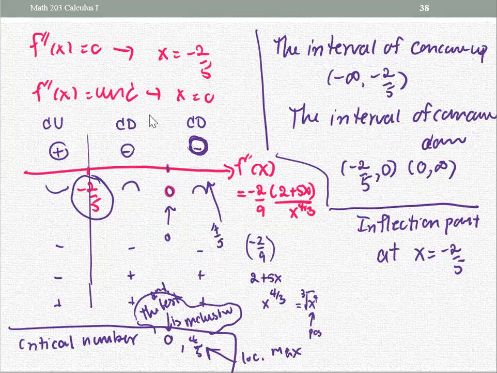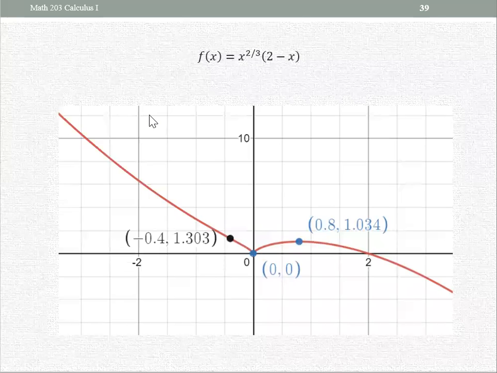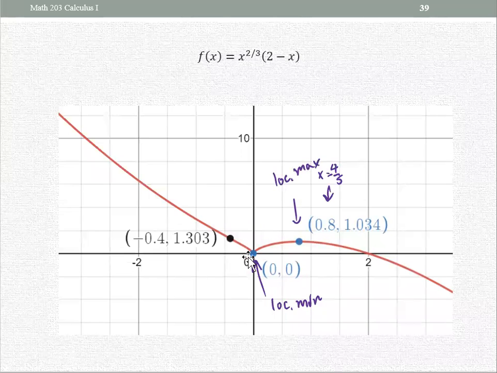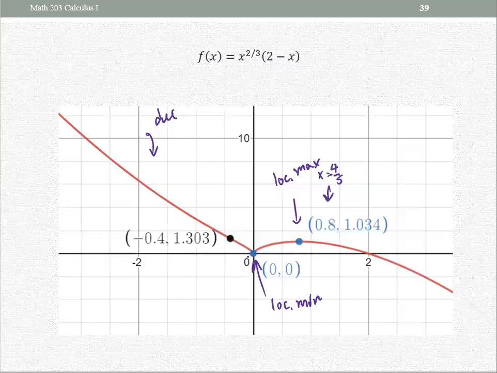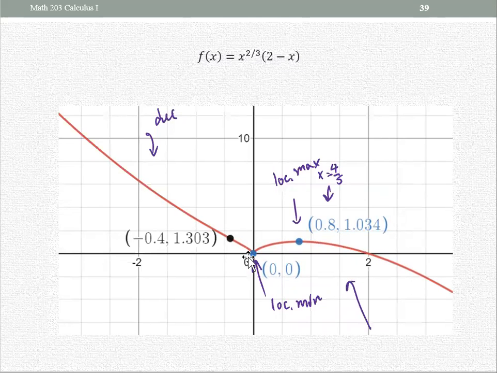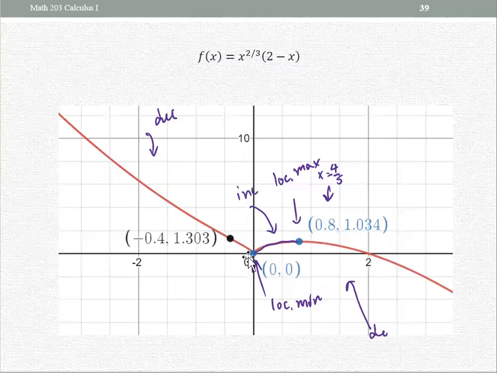All right, from these pieces, now from the graph as a summary. The graph of x to the 2/3 times 2 minus x, as you see, has a critical point at 0, 0, and over here is 4 over 5, as x equals 4 over 5. That's the local minimum, and this one is the local maximum. And the graph is decreasing right here, over here it is also decreasing, but on the portion between 0 and 4 over 5, the graph is increasing.